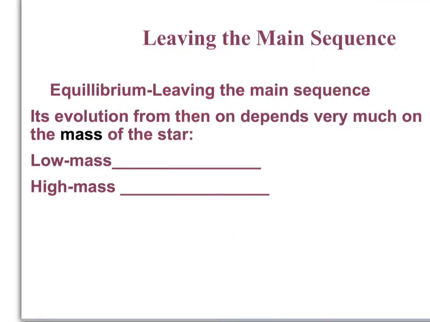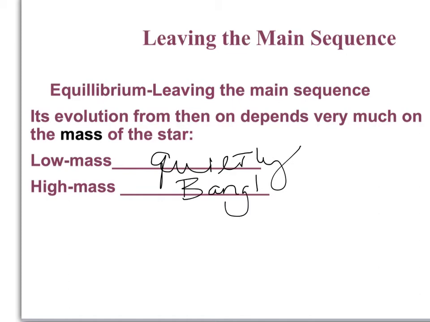But there is this time in a star's life when it leaves the main sequence. And from then on, it totally depends on the mass of the star. And we've already talked about how the mass determines where it falls on the main sequence. So when you have a low mass star, it dies very quietly. And high mass stars go out with a bang. So the mass of the star not only determines where it falls on the main sequence, but it also dramatically determines what sort of death it has.